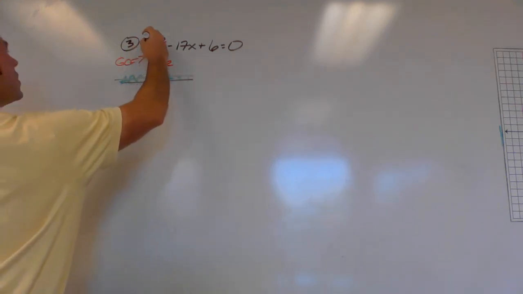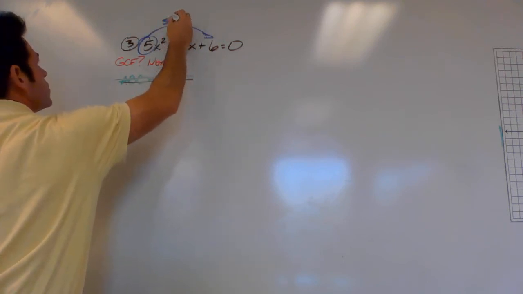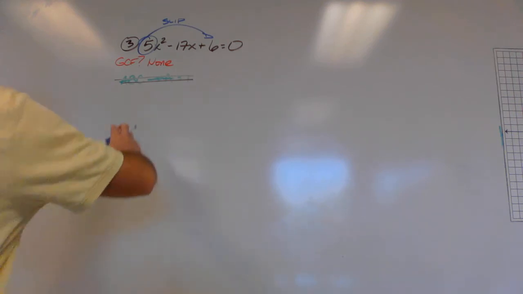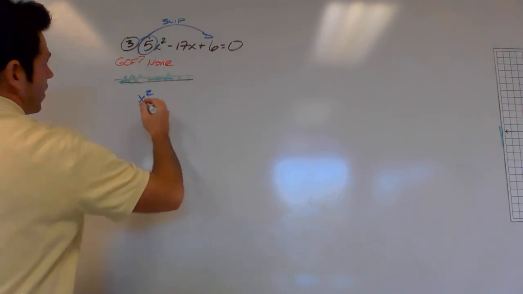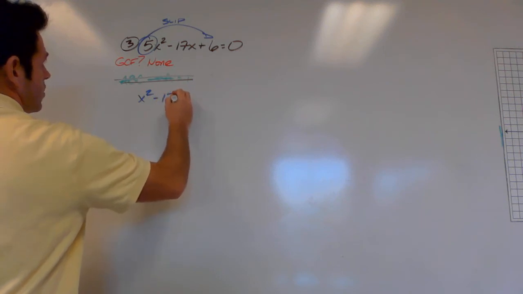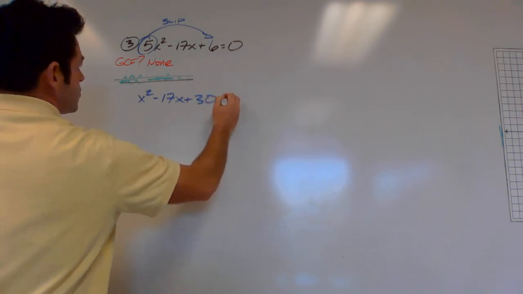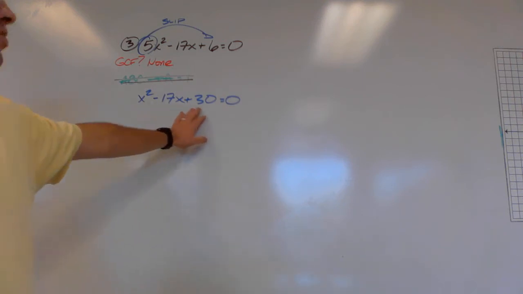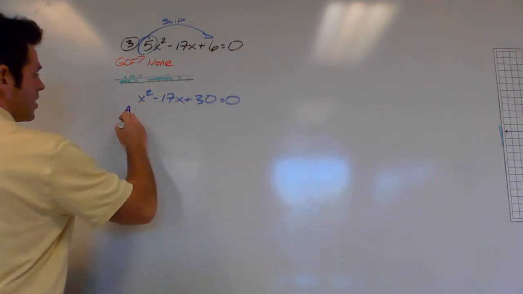So here's my a value of 5. I'm going to go ahead and slip it into the c value of 6 here. So what that would do, if I use multiplication, is give me x squared, since it's slipped out of the a value there. I have my b value, negative 17x, and then I multiply 5 times 6 to get 30. And now I have a quadratic equation on the left side with an a value of 1, so I can get into my ABC method.